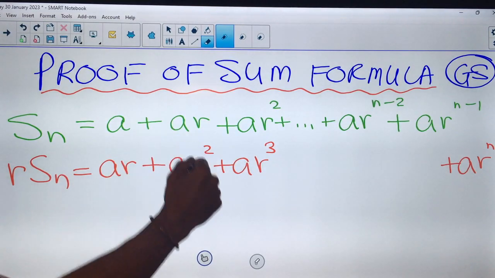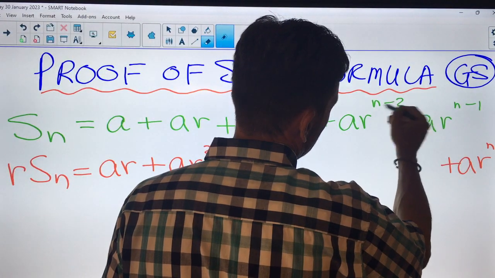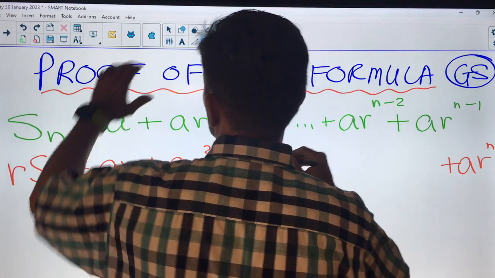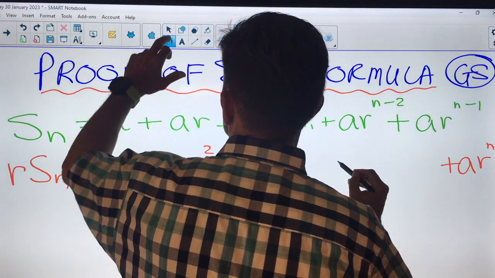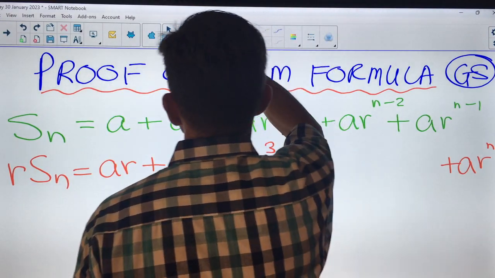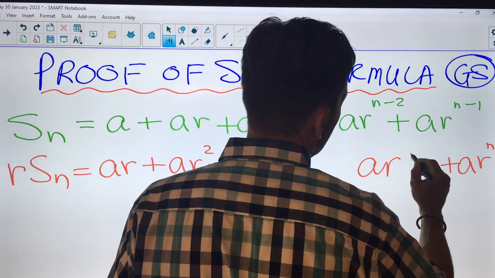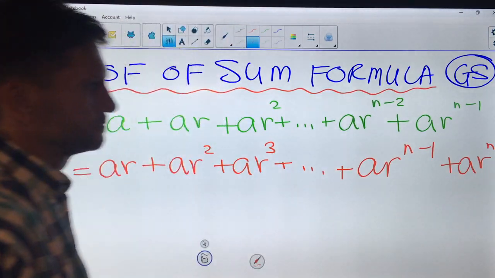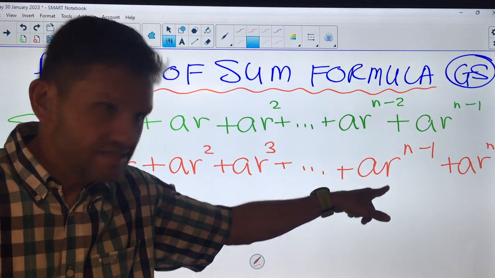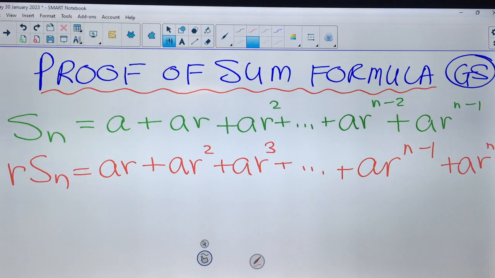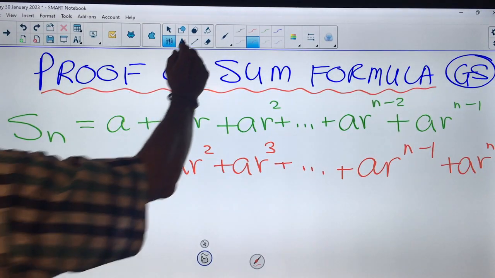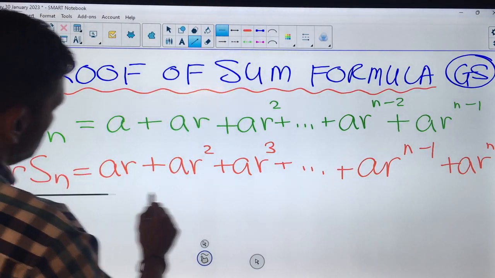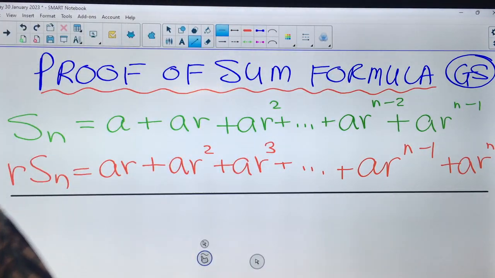So what will be the preceding one? If I add an R here in the power, I will get AR to the n minus 1. So the second last one here is the second last one there, which is multiplied by R. You can see this is going to require some practice, but once you've done this a few times, you have 5 marks for free.